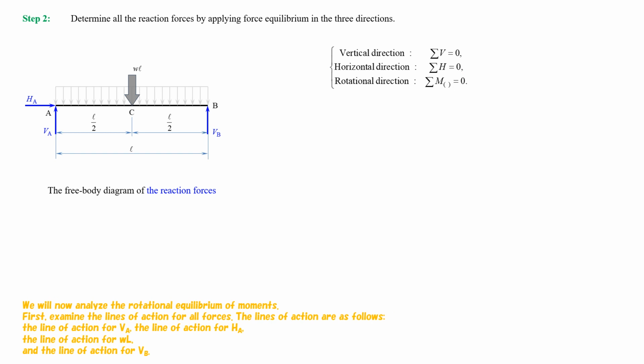We will now analyze the rotational equilibrium of moments. First, examine the lines of action for all forces. The lines of action are as follows. The line of action for VA. The line of action for HA. The line of action for W multiplied by L. And the line of action for VB.